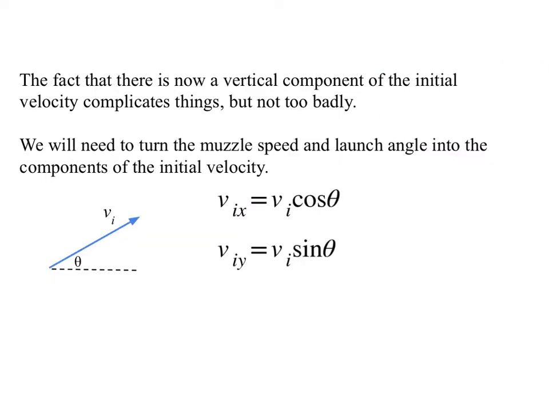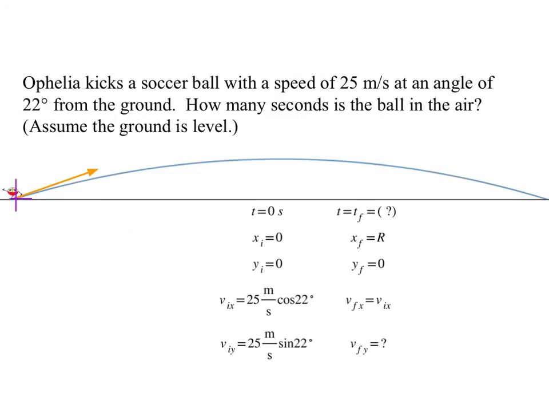The fact there is now a vertical component of the initial velocity complicates things, but not terribly badly. We do need to turn the muzzle speed and launch angle into the components of the initial velocity, so to repeat that diagram, this gives us that Vix is Vi cosine and Viy is Vi sine. So let's do a sample problem.